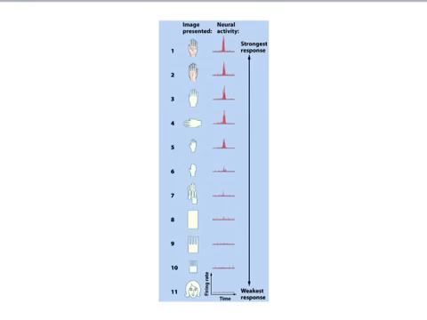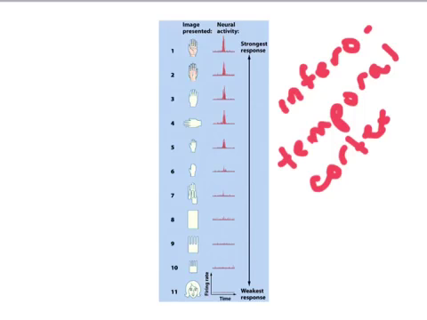These recordings are taken from a single cell in the inferotemporal cortex. So I want to break that down for you. Inferotemporal cortex, inferior temporal cortex. That would also be the ventral temporal cortex. So inferior, if it were superior temporal cortex, would be above. Inferior temporal cortex is the bottom of the temporal cortex.